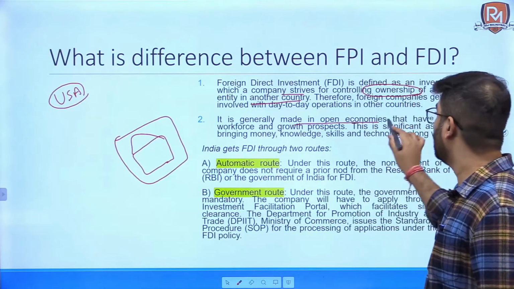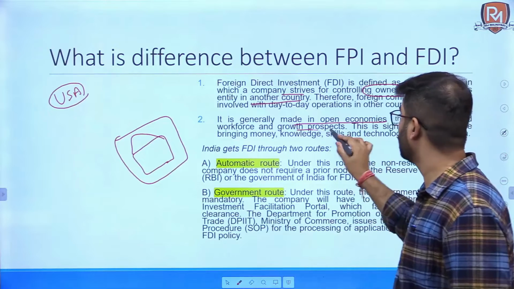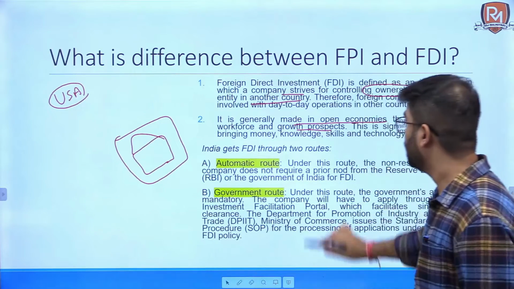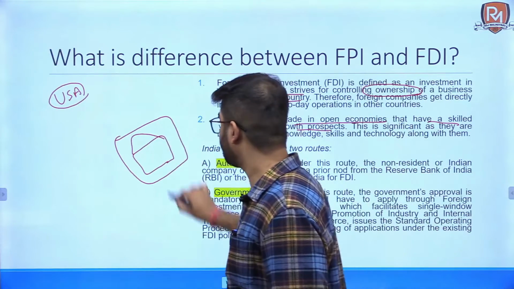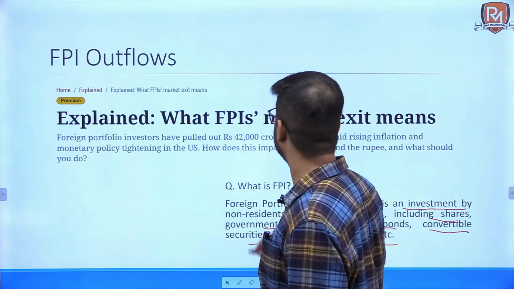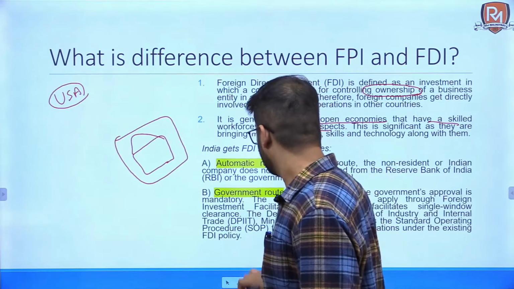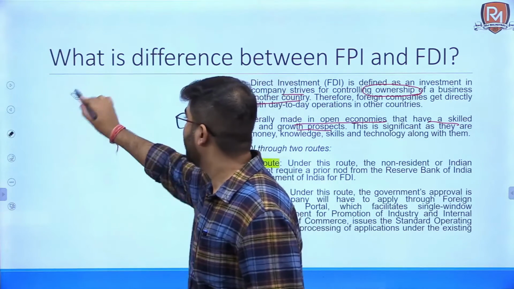It is generally made in open economies that have a skilled workforce, growth prospects, and a significant market, bringing money, knowledge, skills, and technology into that economy. So this is what FDI is.